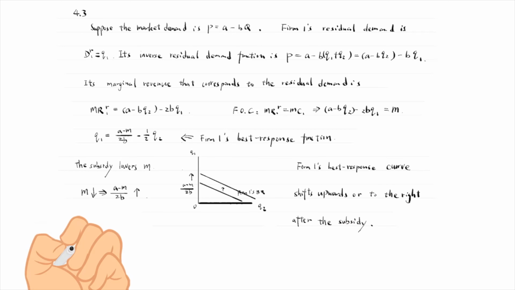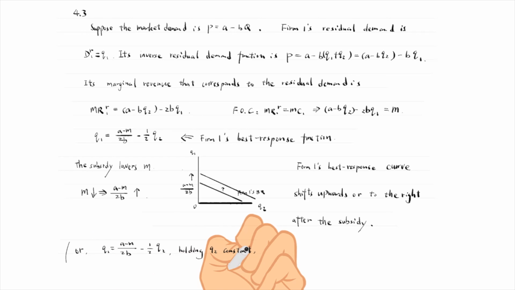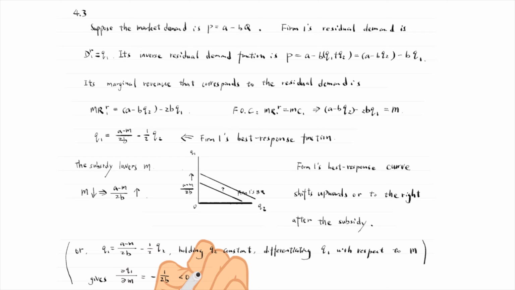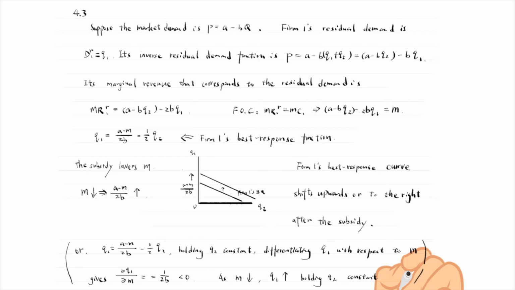Or equivalently, we can partially differentiate Q1 with respect to M while holding Q2 constant to find the sign of partial Q1 over partial M. It's negative, meaning that as the subsidy causes the marginal cost to fall, Firm 1's output Q1 increases, holding Q2 constant. In other words, Firm 1's best response curve shifts upwards.